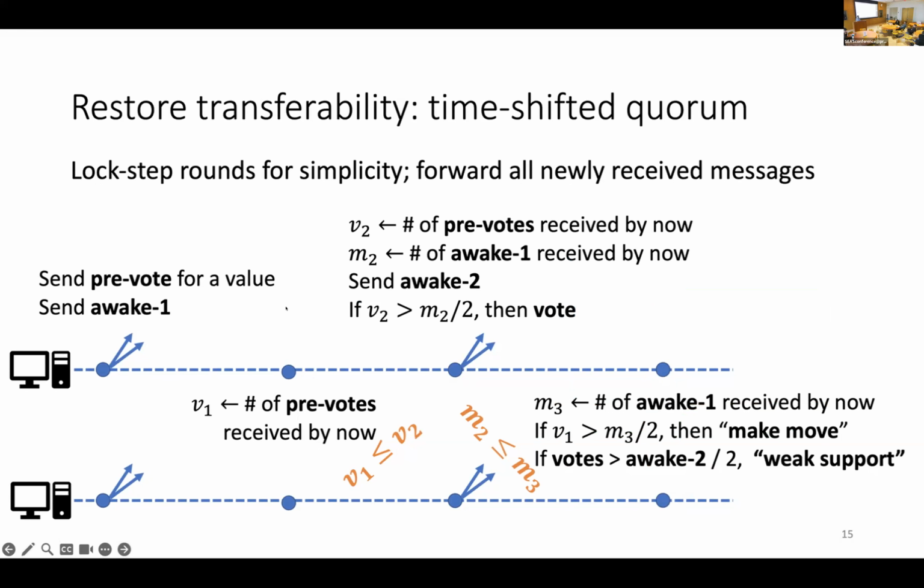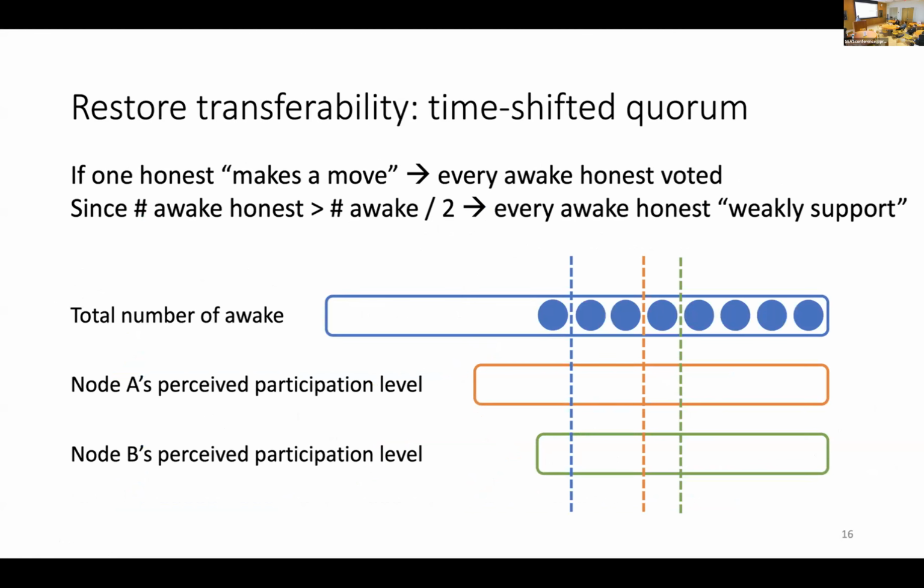Since we have these two inequalities, if one node sees V1 is greater than half of M3, then everybody else will see V2 is greater than half of M2, because V2 is larger than V1, and M2 is smaller than M3. So if V1 greater than half of M3 holds, then V2 greater than half of M2 will also hold. Therefore, if any one node makes a move, then every awake honest node voted, and that will be large enough for a quorum, exceeding half of everybody's perceived participation.